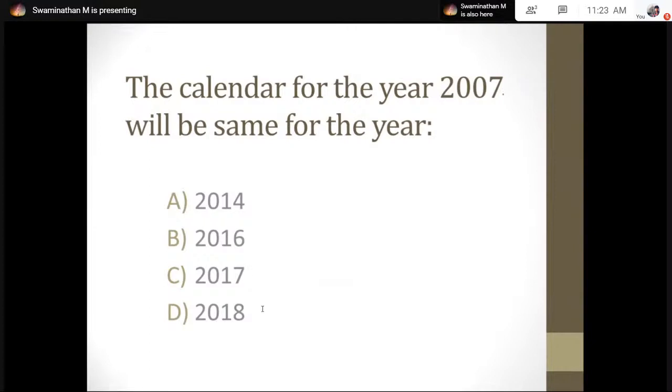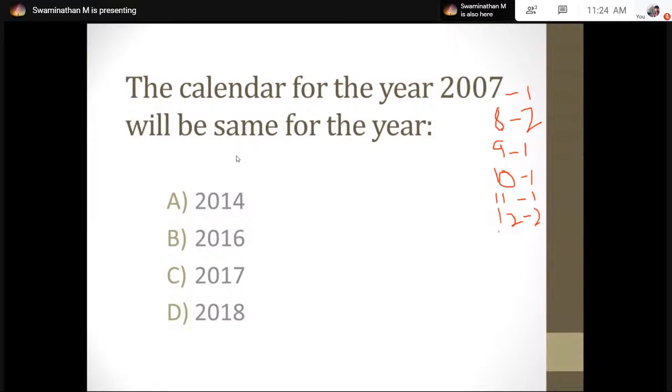2007 will have 1 odd day. 2008, 2 odd days. 2009, 1 odd day. 2010, again 1 odd day. 2011, 1. 2012, 2 odd days.